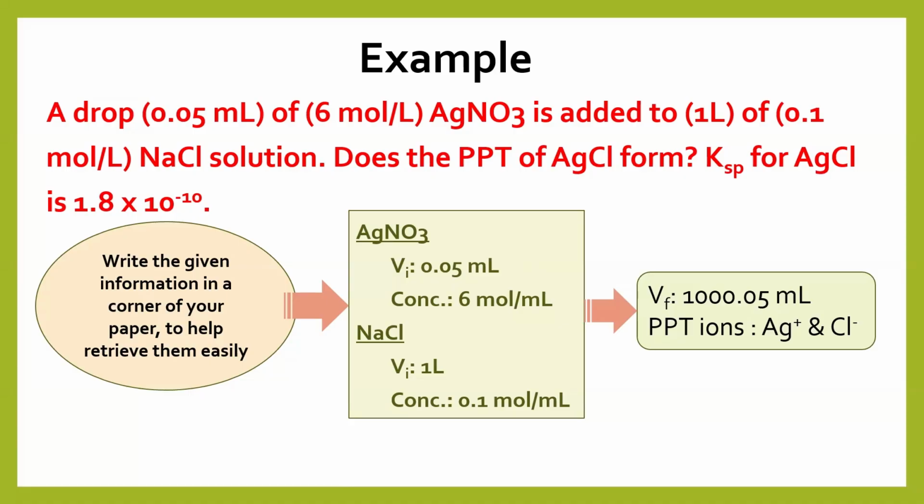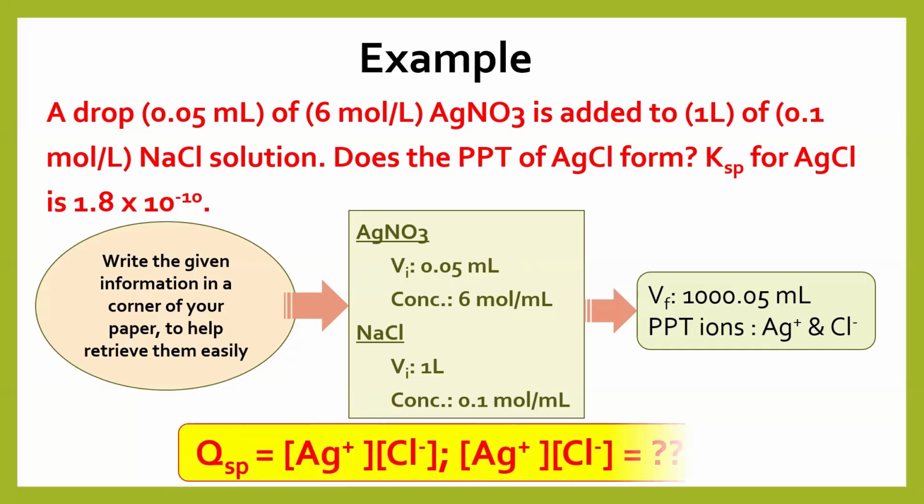Now we need to compare the Qsp to the Ksp. If the Qsp is greater than the Ksp, it means that a precipitate will form. So the missing part here is the Qsp. We have to write that. What we need to calculate is the Qsp. The Qsp equals the concentrations of the ions of the product. Silver chloride, so the ions are silver ion and the chloride ion. So we will move forward to calculate the concentration of the ions of the product.